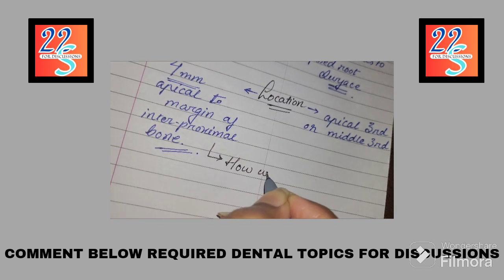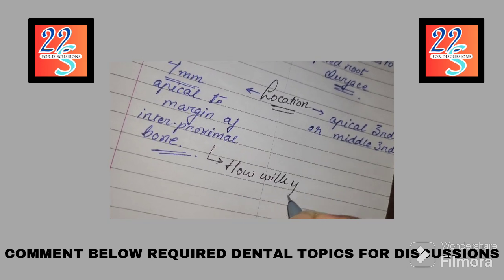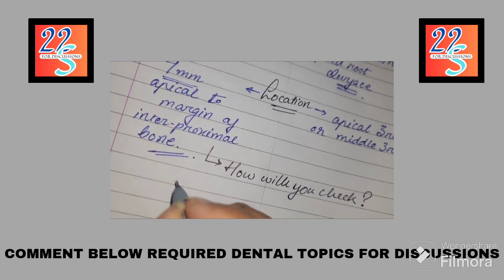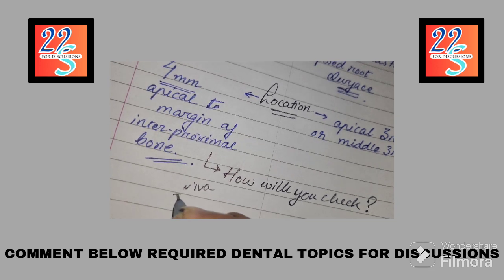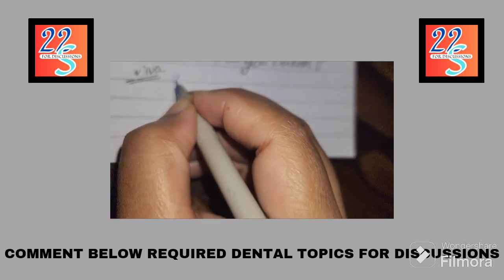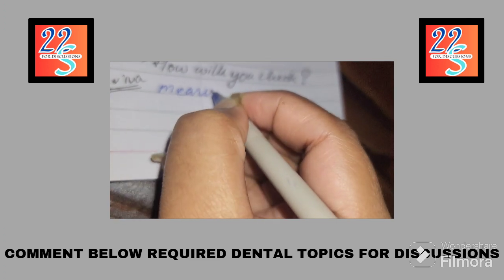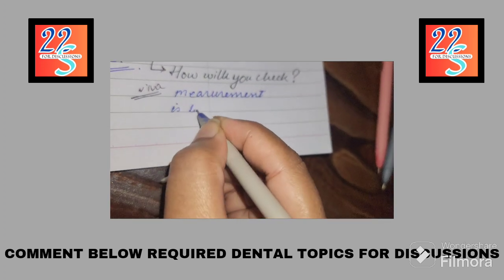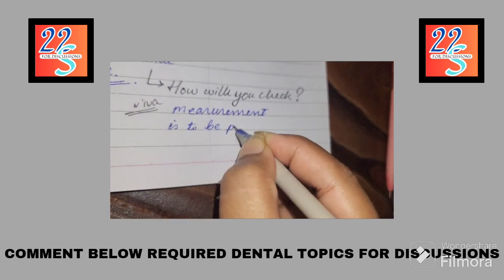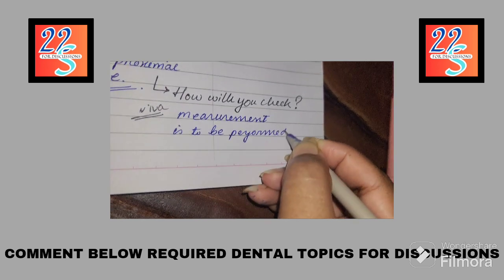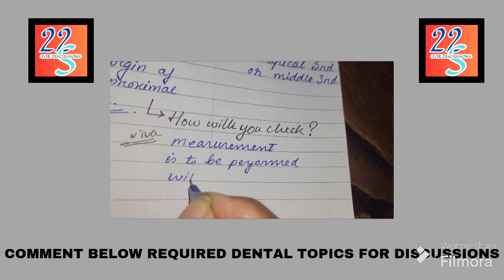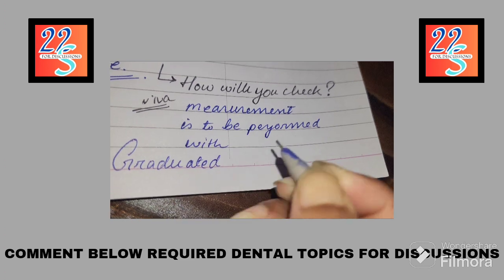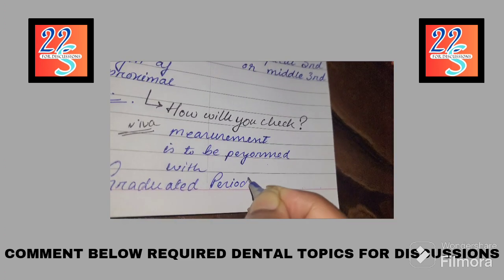Now, the examiner may ask you, how will you check? What is 4 mm apical to the margin of interproximal bone? How will you check? Now, you need to answer measurement. You need to measure it, of course, as it's a periodontics topic. So, measurement is to be performed with which instrument? Which instrument will you use to measure it? Hope you guessed it correctly: graduated periodontal probe. It's GPP, graduated periodontal probe, or simply perioprobe.